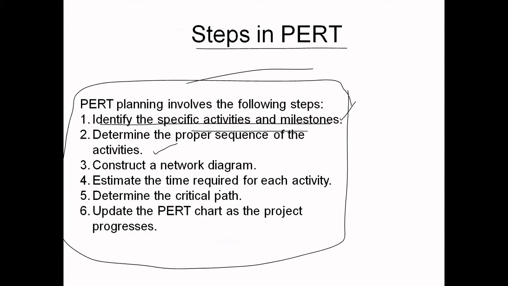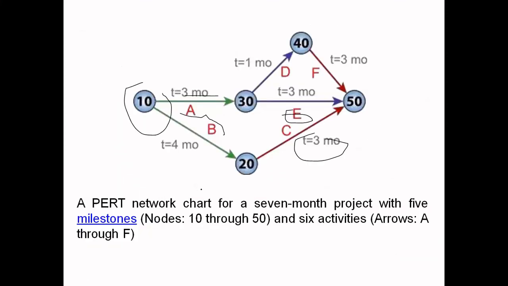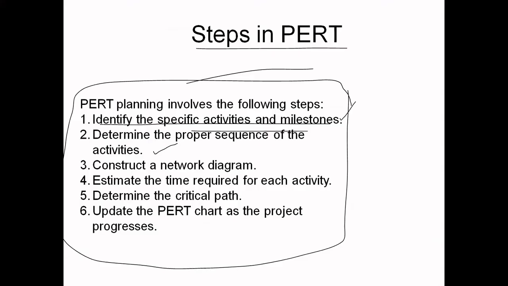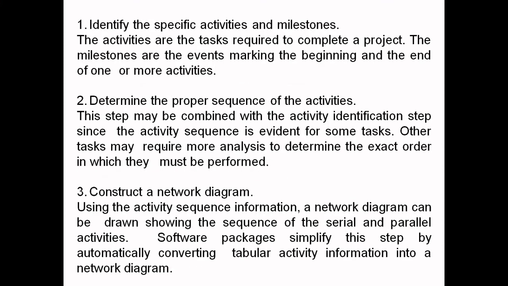Estimate the time required for each activity. Identify how much time is required for each activity: for example, t equals 3 months, t equals 3 months, t equals 1 month. Like this, estimate how many months are required for each and every activity. Determine the critical path, which is the tough path. Then update the PERT chart as the project progresses. Don't worry, I'll concentrate on the fourth one, then I can explain the fifth one also.